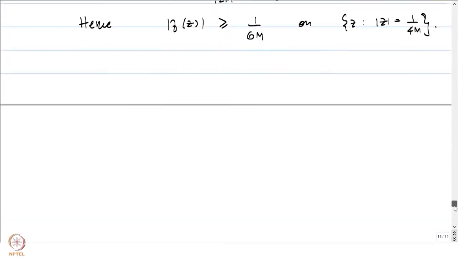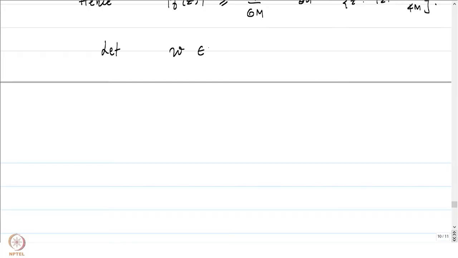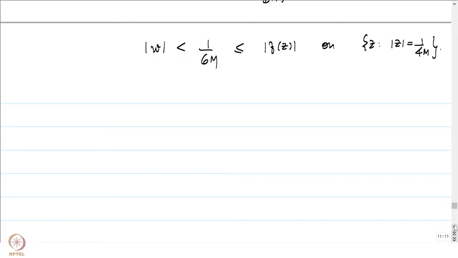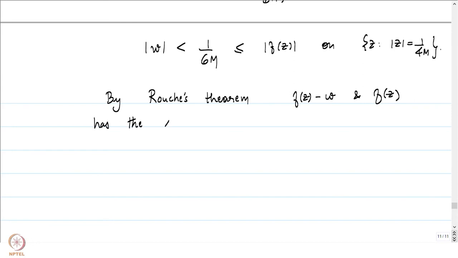Now, let us consider the disk of radius 1 by 6m and pick some point there. Let w be a point in the disk of radius 1 by 6m. Then the absolute value of w, which is less than 1 by 6m, is in particular less than or equal to the absolute value of f of z on the circle of radius 1 by 4m. Now, by Rouché's theorem, if g of z is identically equal to minus w, then f plus g, which is f of z minus w, and f of z have the same number of zeros counted with multiplicity in the disk of radius 1 by 4m. That is precisely what Rouché's theorem will tell us.